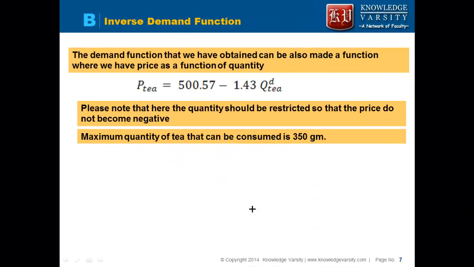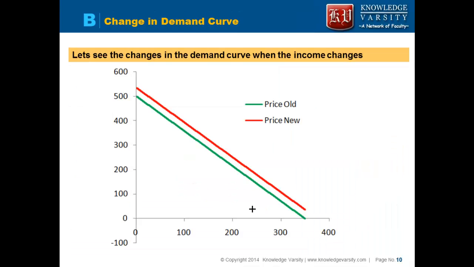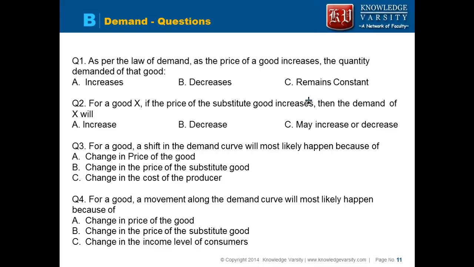So note that the demand function will change depending on the income level and the price of the other products. It may be complementary products, it may be substitute products. Now let us see some questions. They are saying that as per the law of demand, as the price of a good increases, that particular own good, it means that the quantity should decrease.